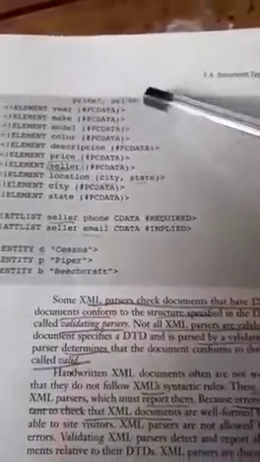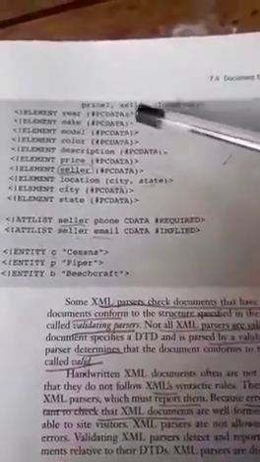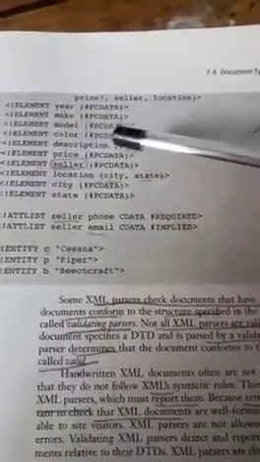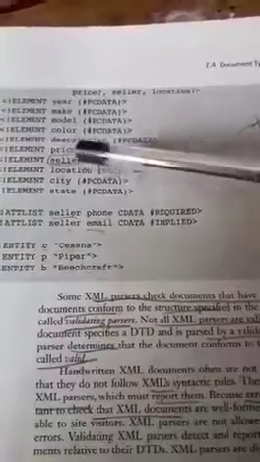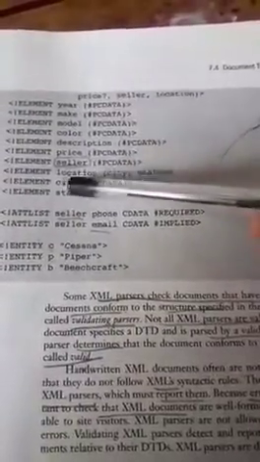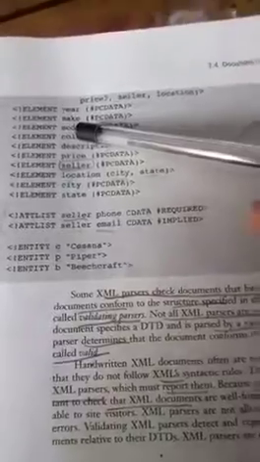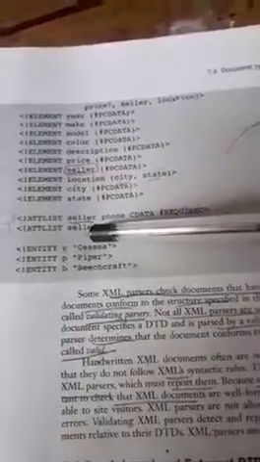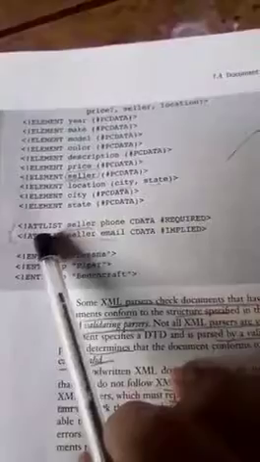Next, the elements in this example and their data types are declared here. This is the year. The data type is parsed character data, make parsed character data, model, color, description, price, seller, location, city and state. These are the child elements of the root element advertisement. And next, after the element declarations, the second thing is the attributes you have to declare for the elements. This is at least for the element seller. This is the seller element. For that seller element, we have to declare an attribute.